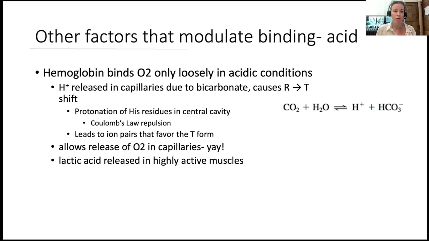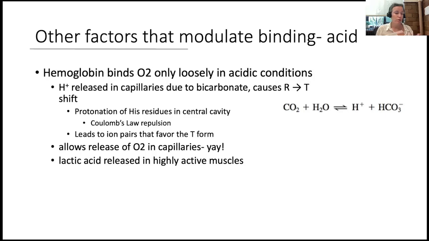Okay, folks, we have two examples here that I'm going to walk us through so that we understand the structure function impact of the environment on hemoglobin. The first that we are going to discuss is the impact of acidic conditions on hemoglobin. Where do these conditions occur?